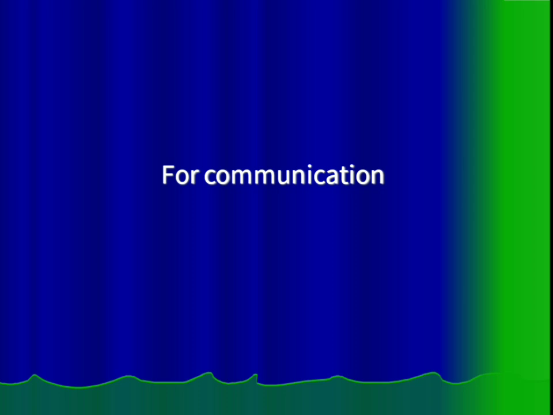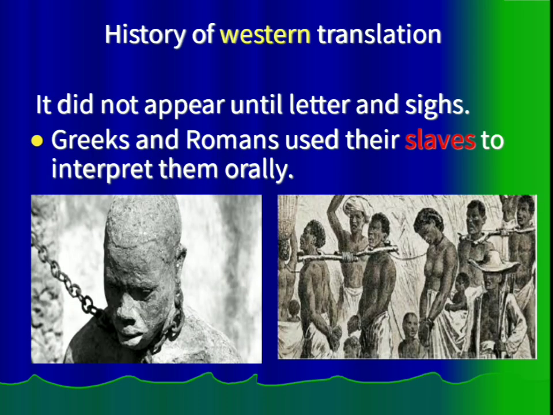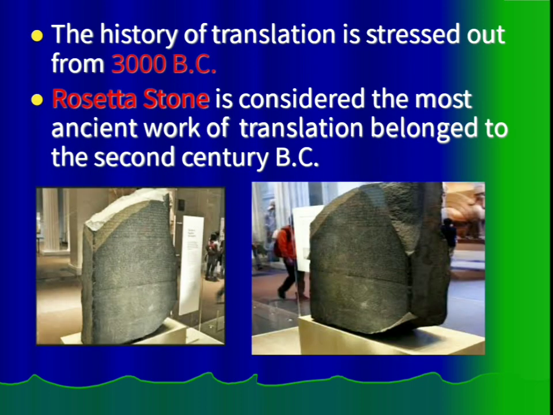Especially for communication, they used slaves. Greeks and Romans used their slaves to interpret orally because as slaves were sold, they moved from one place to another, and that's why they got to know two languages, and that's why they used slaves as interpreters.